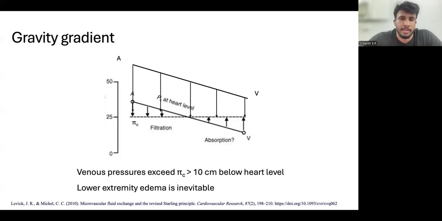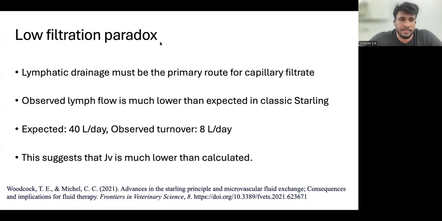This is also not explained by the classical Starling's law. The second thing that we need to understand is the low filtration paradox. If there was so much drainage and filtration happening, the lymphatic channel should be draining a huge amount of fluid, expected to be somewhere around 40 liters per day. However, the observed turnover of lymph is only about 8 liters per day. So that suggests that the actual filtration must be much, much lower than what we had calculated as per the classical Starling principle.